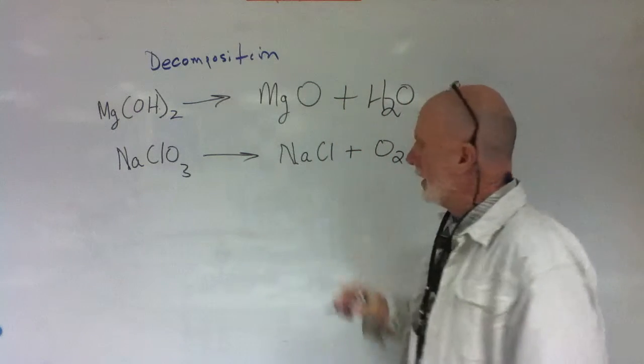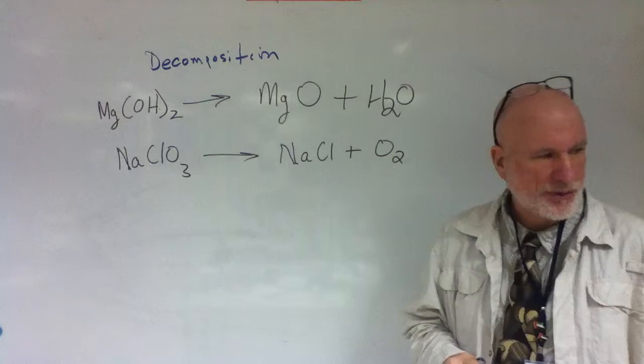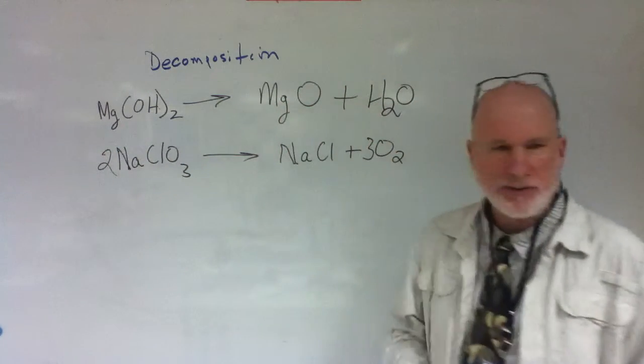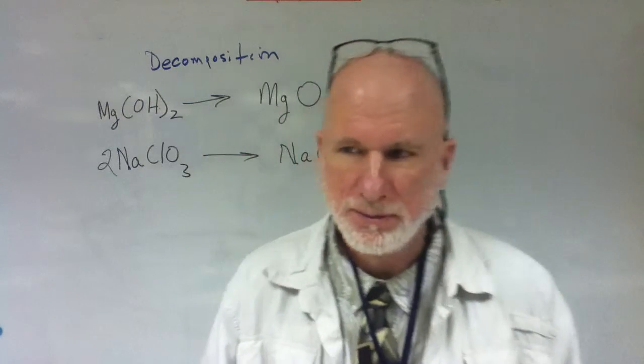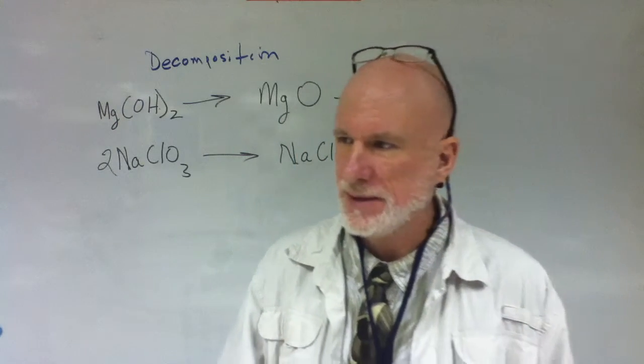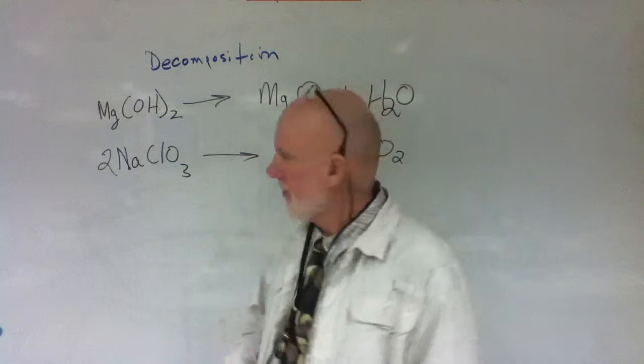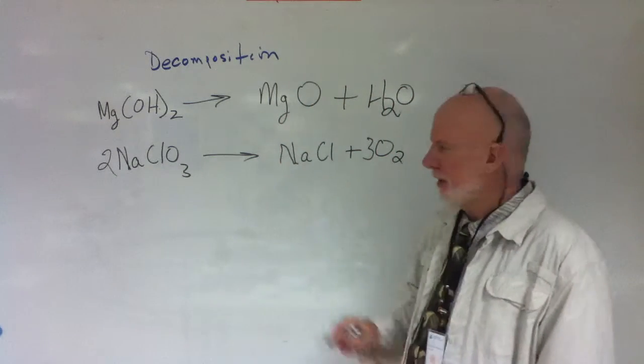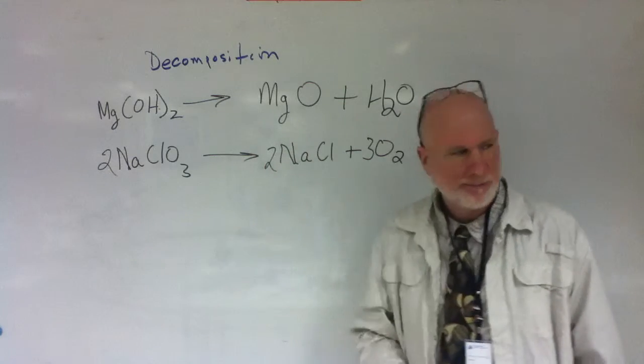And what else? Oxygen gas. How would you balance that? You put 2 and 3, right? Yeah, exactly. Chlorates are generally pretty easy to balance. Still not balanced? Two by what? What do you need to do? 2 by the NaCl. Yeah. 2 by the NaCl? Very good.